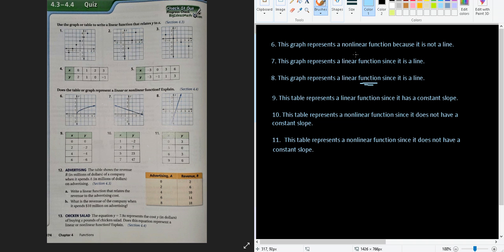So for number 12, it says, the table shows the revenue in millions of dollars of a company when it spends some amount A in millions of dollars on advertising. So we've got R for revenue and A for the amount on advertising. So there's my chart here. This is ultimately like an X and Y table. They just used A in place of X and R in place of Y, but they still give you this nice table to see all those values.